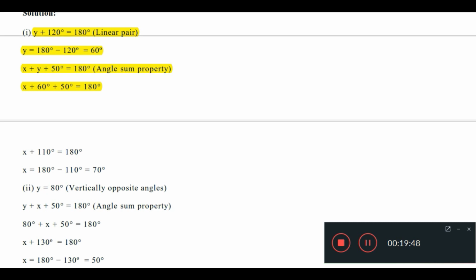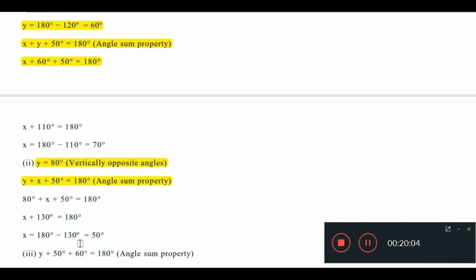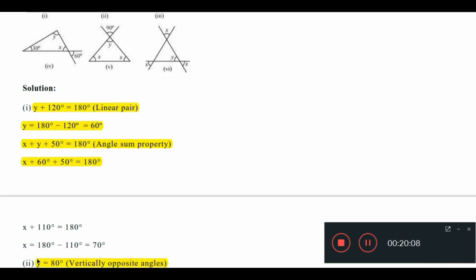Okay. See the solution. y equals to 80 degree, vertically opposite angle. I already told you. Then y plus x plus 50 equals to 180, which is the angle sum property of a triangle. Okay. So 80 plus x. You know how to solve this. You will get the answer 50 degree. Now the third figure.